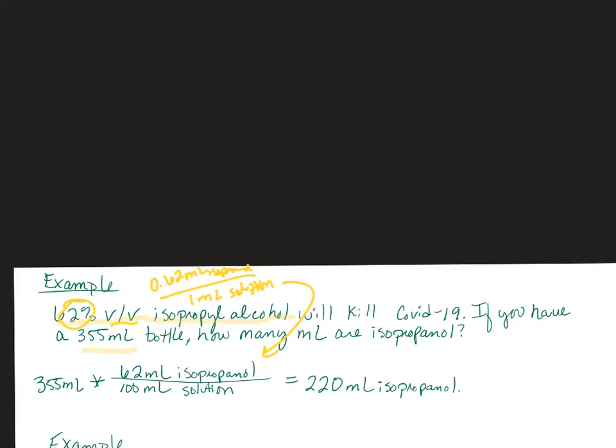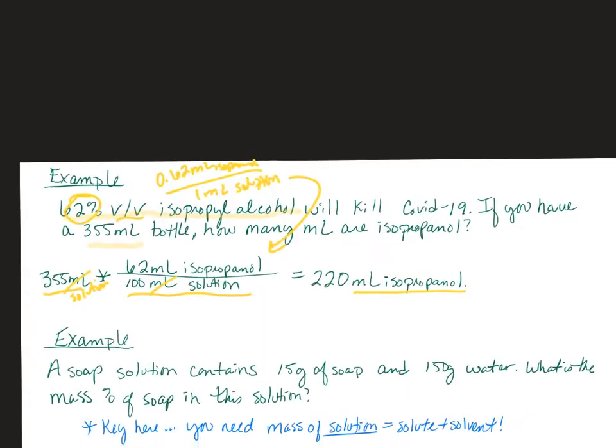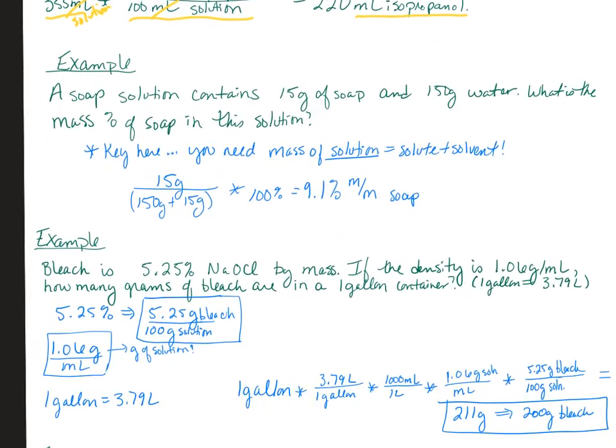So then we just multiply 355 milliliters by 100 milliliters of solution. These cancel out. If you want to write solution here to keep it more clear, please feel free to do that. So you should end up in milliliters of isopropanol. And this is what I mean by you got to be really careful as to how much of your units you talk about, okay?